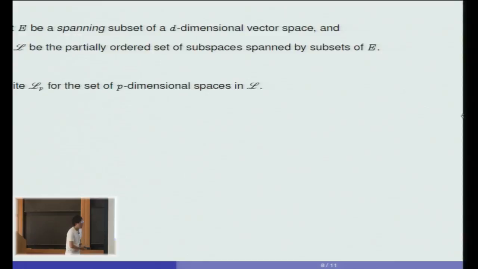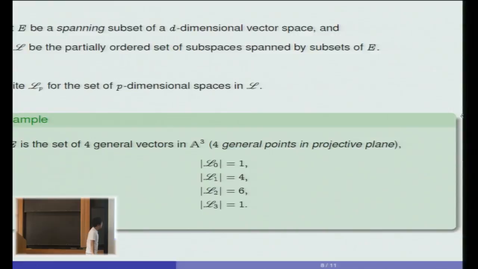So what about flats of other dimensions? Let's use the language of linear algebra. Let's start with a spanning subset E of a d-dimensional vector space over some field. Let's write L for the partially ordered set of subspaces spanned by subsets of E, and let's write LP for the set of p-dimensional spaces in L. So if I have four general vectors in A3, which corresponds to four general points in the projective plane, my numbers will be 1, 4, 6, 1: the zero subspace, one-dimensional spaces, two-dimensional spaces, and the entire space.